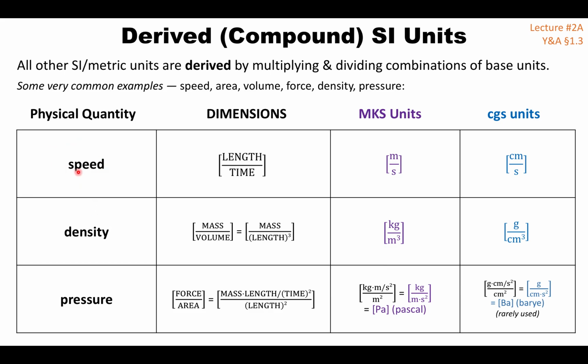So for speed, we mentioned this earlier. Speed is a length divided by a time. Once you know the dimensions of speed, of the physical quantities, then you can just plug in what the MKS or CGS or British unit is for length and for time, and you'll wind up with the unit in that system for speed. If I plug in the MKS units for length and time, that's meters divided by seconds, the MKS unit for speed. The same is true for the CGS unit. Length is centimeters, time is seconds, that's the CGS unit for speed.